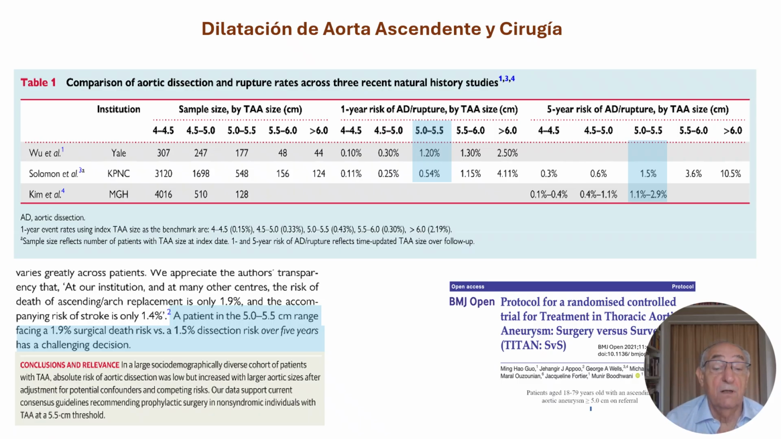Other studies concur and state that patients between 50 and 55 face a surgery risk of 1.9%, which is the risk that surgery can present globally, but they have a dissection risk of 1.5. That is, perhaps between 50 and 55, the surgery itself may be more risky than the risk of dissection at 5 years of follow-up, as can be seen here. So they also say that, depending on the patient, we might be harming them more than benefiting them, because the surgery has a slightly higher risk than the natural evolution.